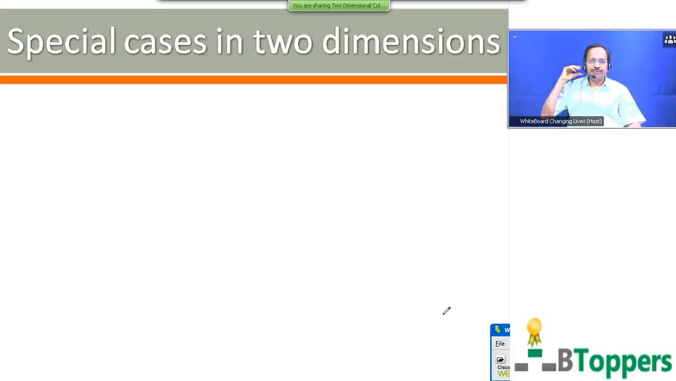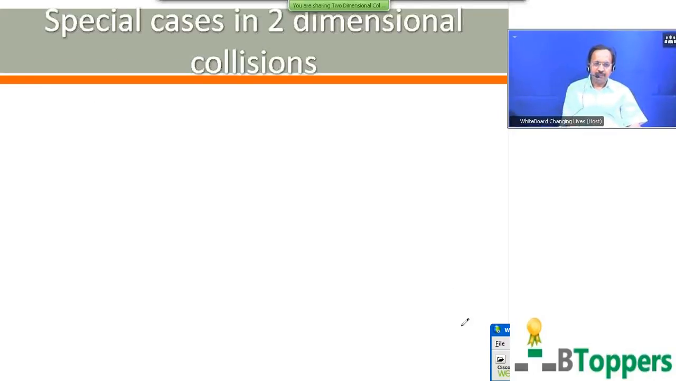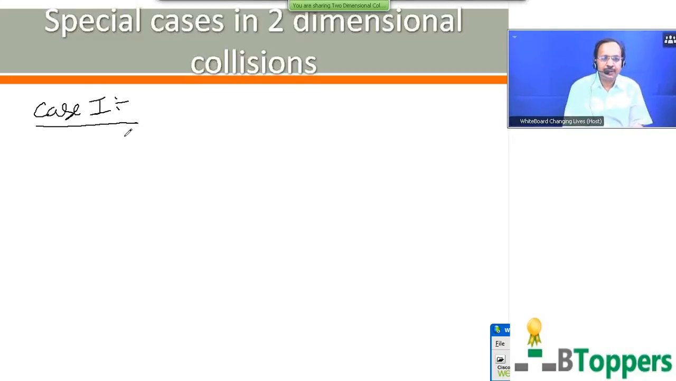So next I am going to discuss two special cases in two-dimensional collisions. There is one special case. You stop writing, don't write the notes for what I am discussing now. Don't write running notes. I will show you the notes separately.